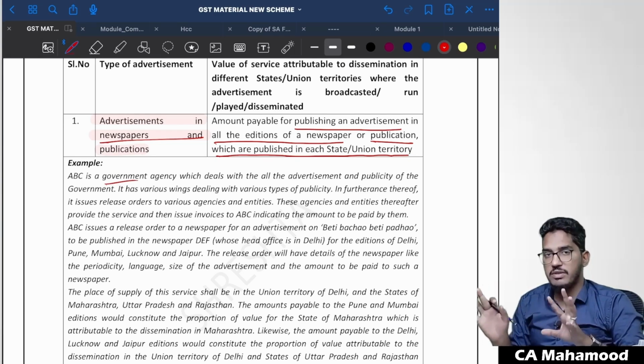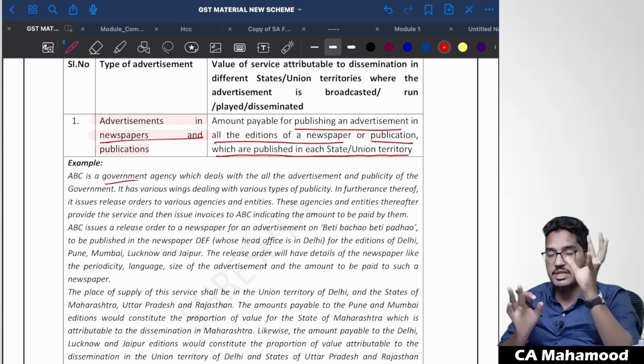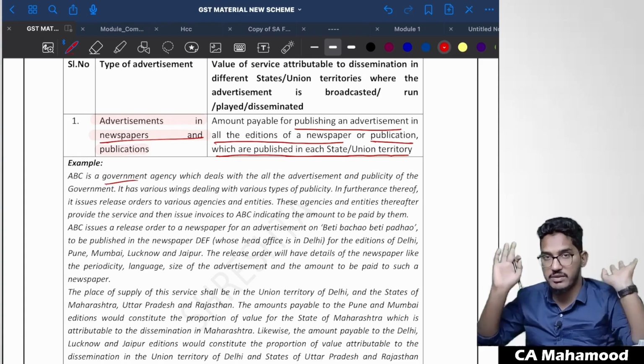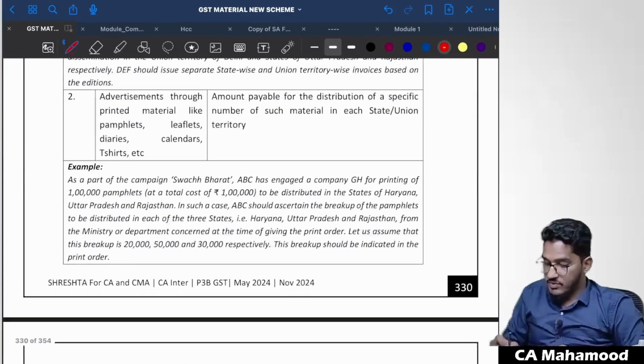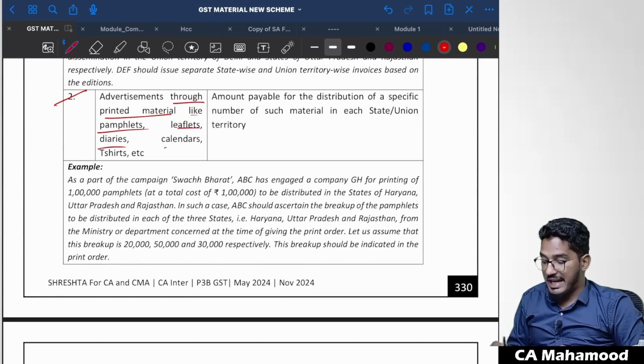Simply on the basis of value: whatever value you are spending in each state, for that value the place of supply will be that respective state. Nothing else.